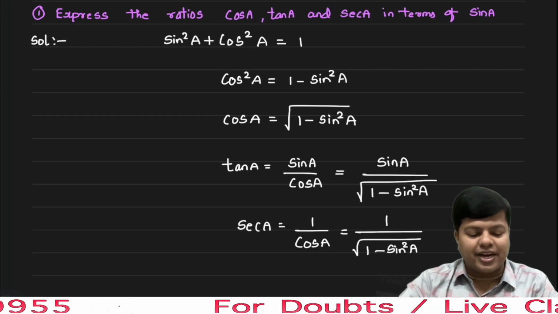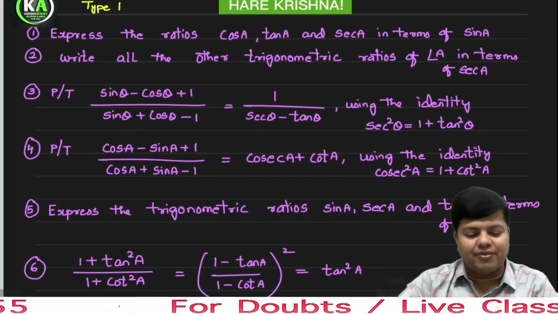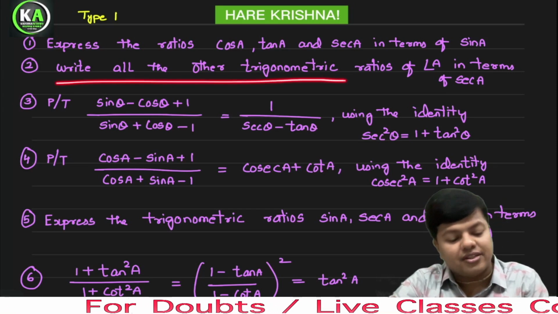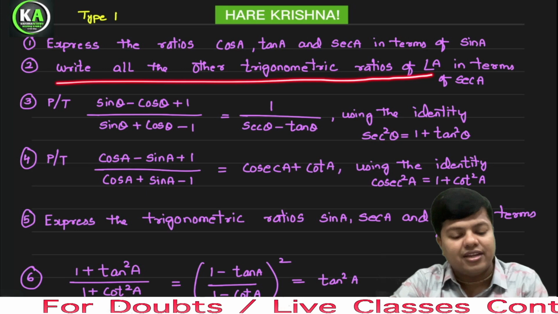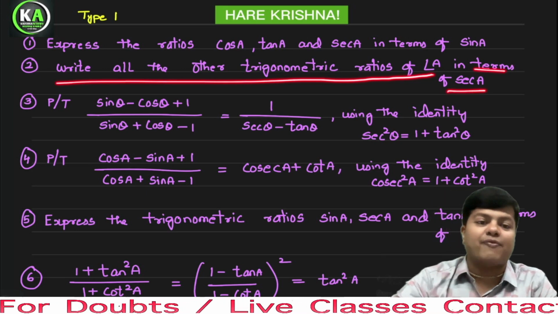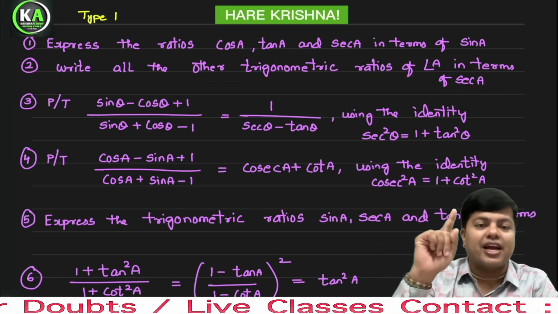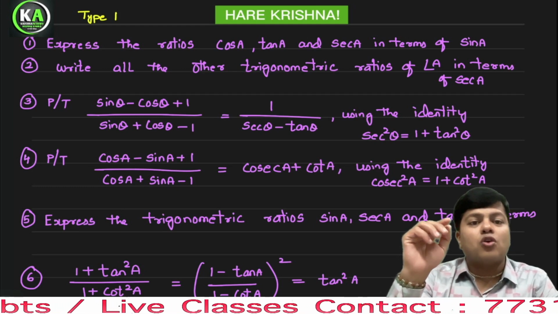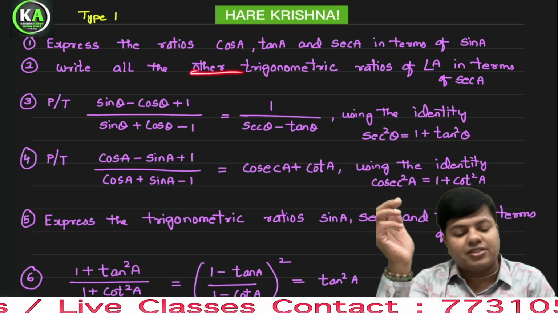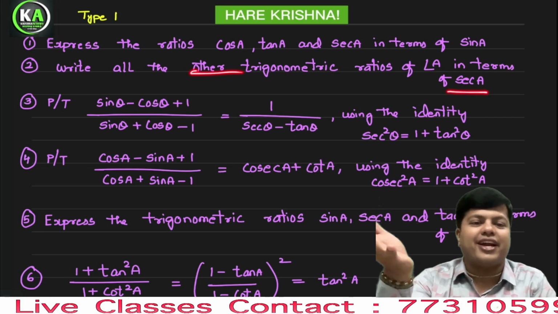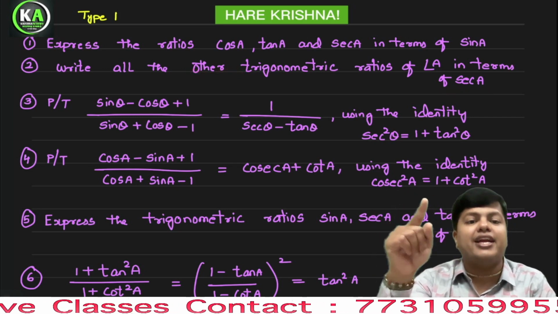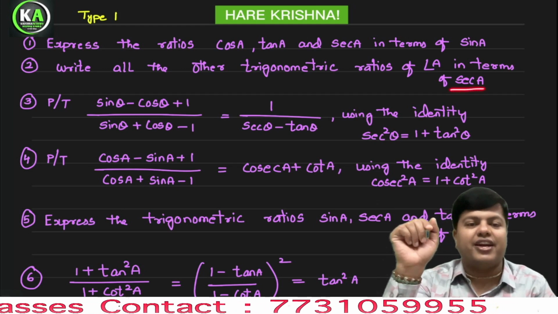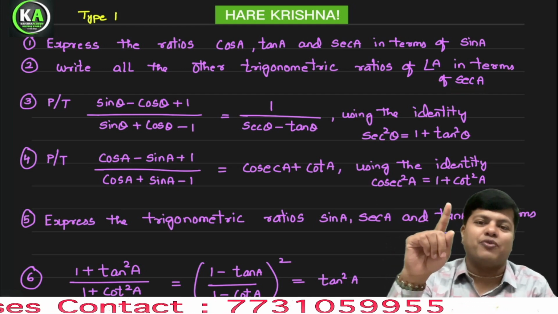Now, the second question, what is that? We'll read. Write all other trigonometric ratios of angle A in terms of secant A. There are 6 trigonometric ratios: sine, cos, tan, cot, secant, cosecant. So all other means not secant A, because secant A will already stay secant A. The other 5, sine, cos, tan, cot and cosecant, you need to express in terms of secant A. So please try this as homework, student.